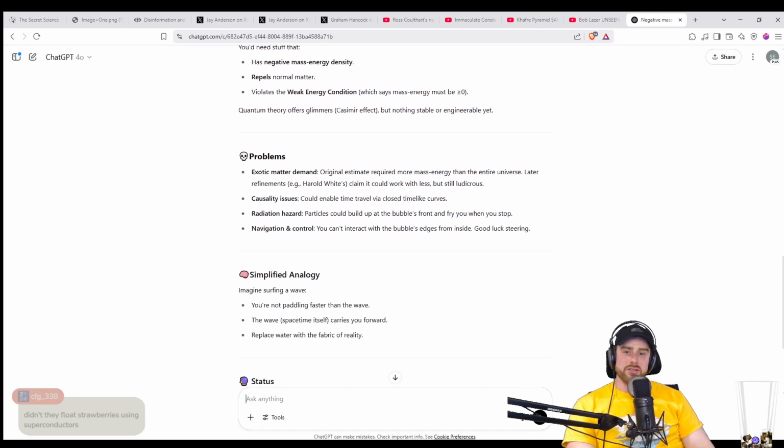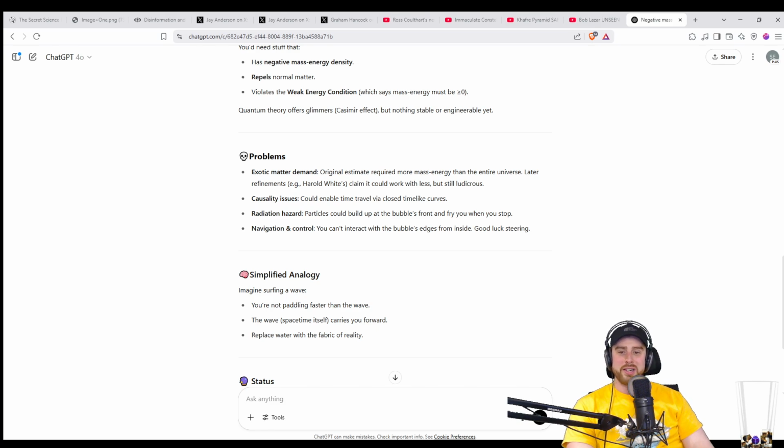Problems. Exotic matter demand. Original estimate required more mass energy than the entire universe. Yes, that was the original problem. Later refinements, I didn't hear of the refinement. Claims it can work with less, but still ludicrous. Causality issues can enable time travel via closed time-like curves. Particles build up at the bubble's front and fry you when you stop.